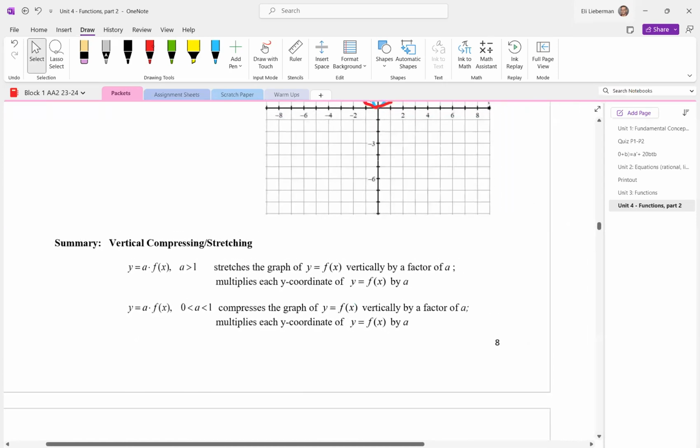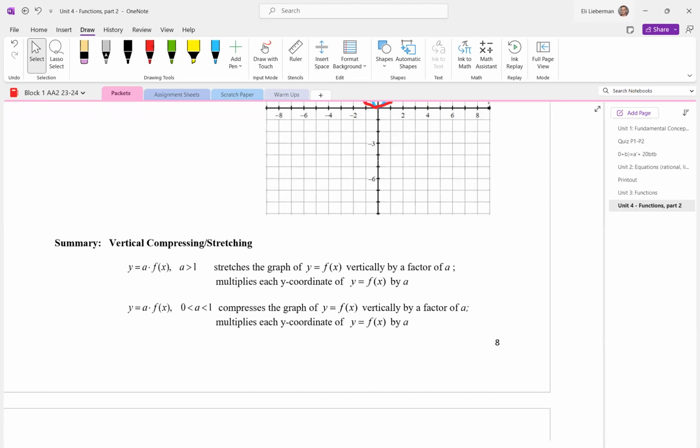Okay, this is a whole lot of words. Notice we're dealing with multiplication. How do we explain the placement of this outside of the function? We get a vertical change. Before it was like moving up and down. Now it's a vertical stretch. But it's only a stretch if A is big.